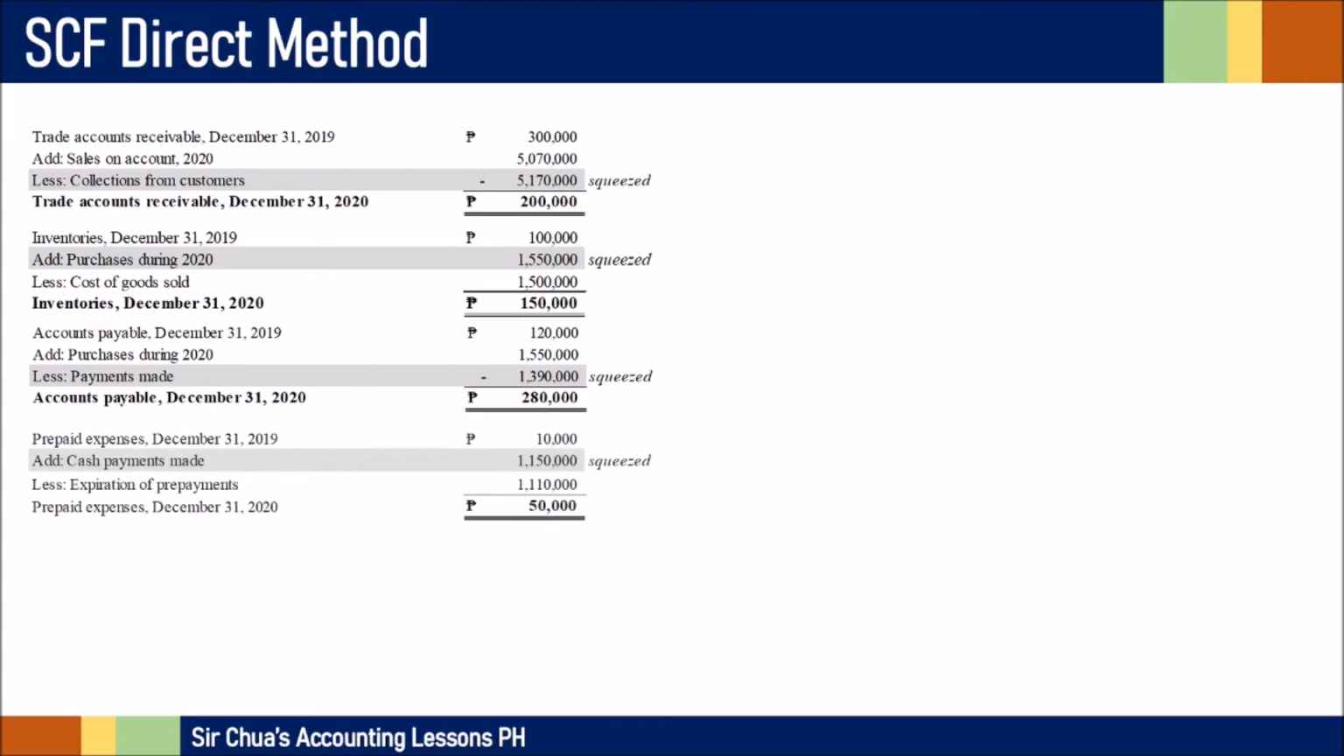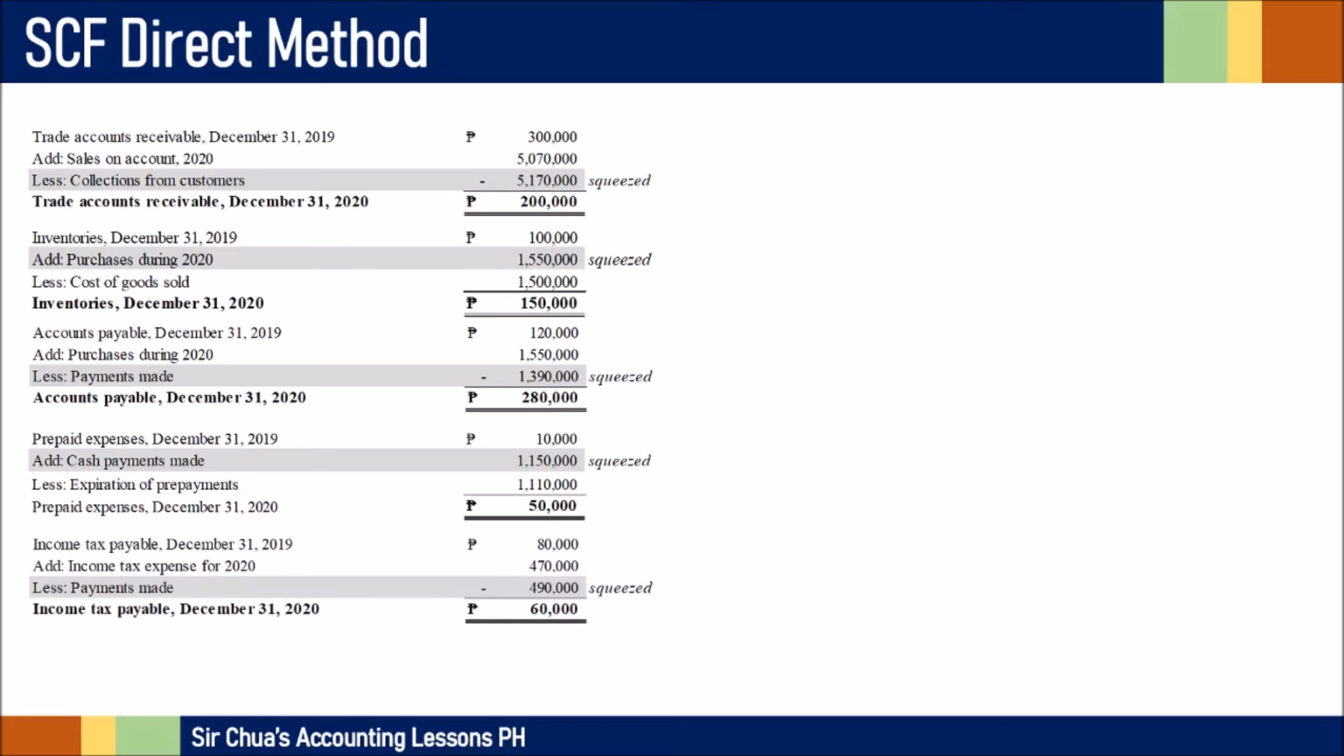And then for your prepaid expenses, that's the beginning balance. And then remember that we have expiration of prepayments, which is presented as your operating expenses. And then the ending balance of your prepayments. You squeeze the amount of cash payments made to purchase or to get new prepayments. So that's 1,150,000. That will also be presented later on as a cash outflow for payments of expenses.